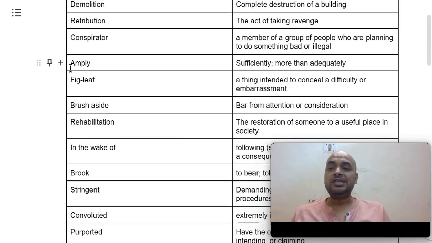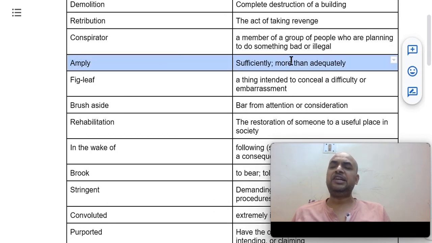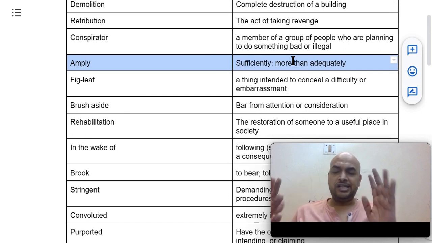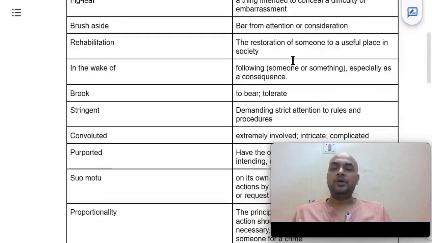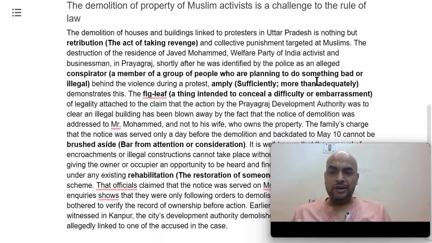And then the next word is amply. Amply means sufficiently, more than adequately. जितना है, जितनी जरूरत है उससे ज्यादा. Okay, amply, ample. Amply is an adverb over here. And let's see what it is modifying.